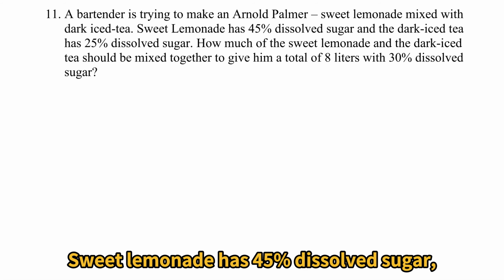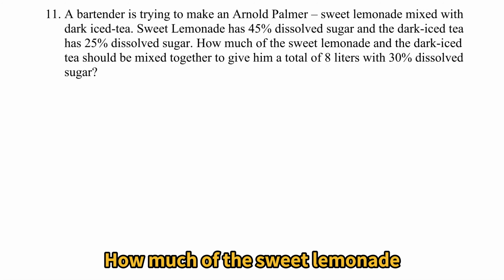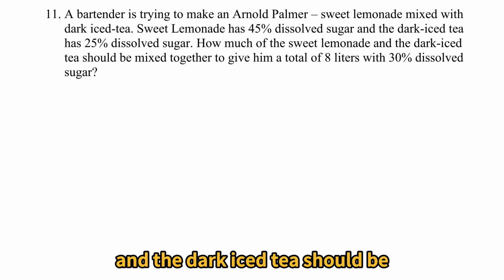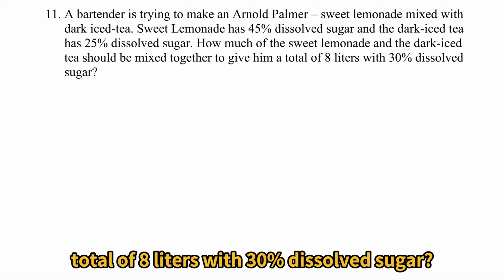A bartender is trying to make an Arnold Palmer, sweet lemonade mixed with dark iced tea. Sweet lemonade has 45% dissolved sugar, and the dark iced tea has 25% dissolved sugar. How much of the sweet lemonade and the dark iced tea should be mixed together to give him a total of 8 liters with 30% dissolved sugar?